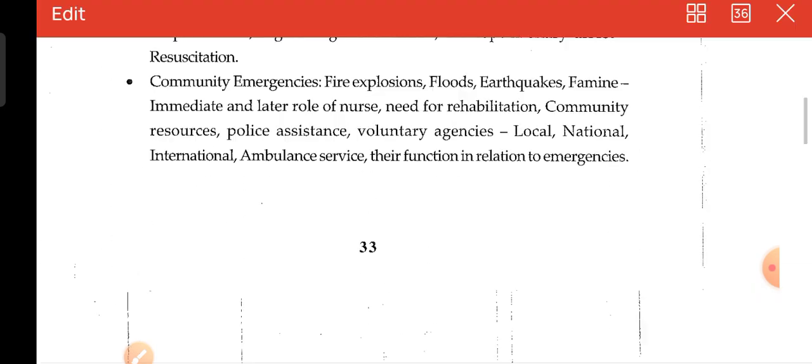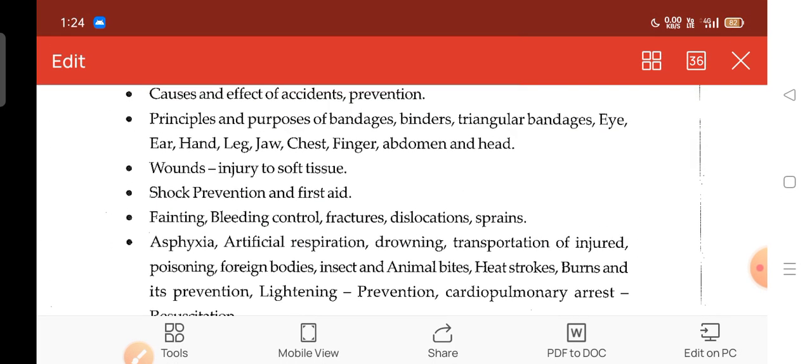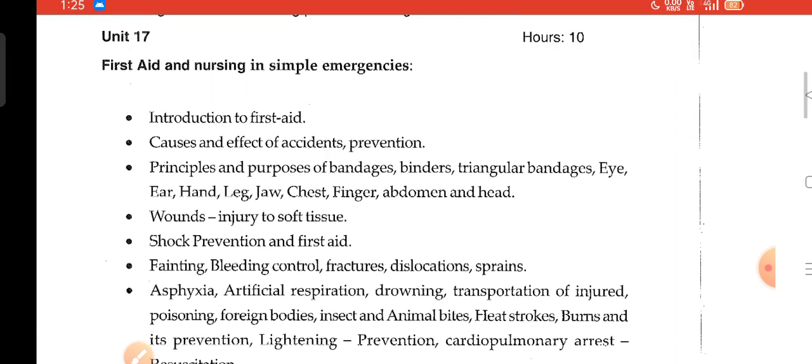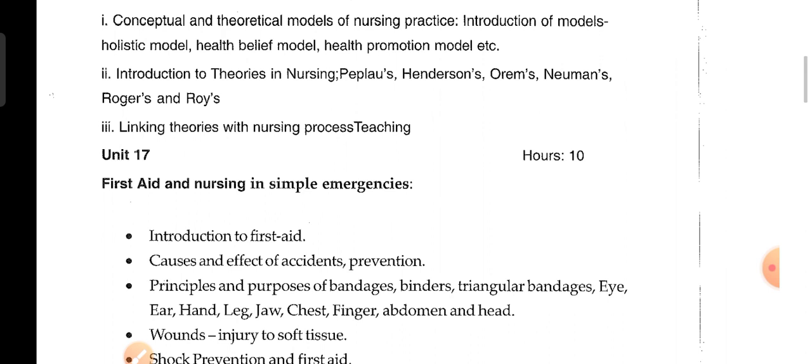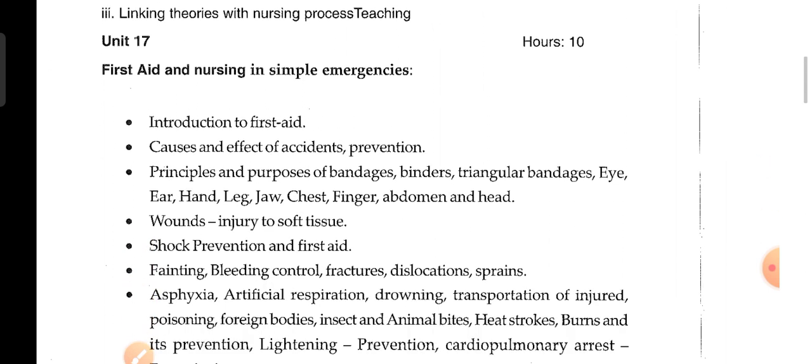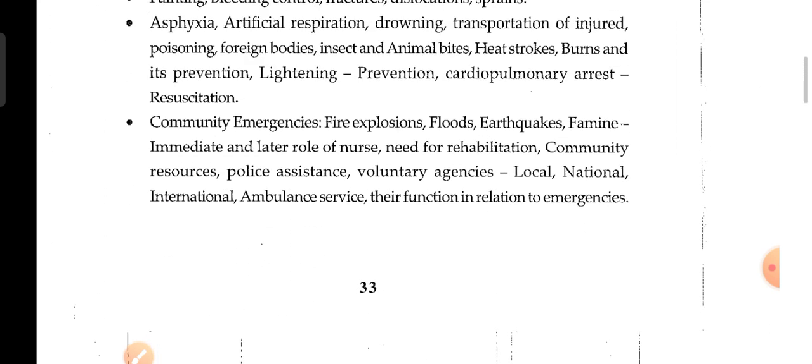So how many units are there in the first subject of nursing foundation for BSc nursing first year students? Overall 17 units will be there in nursing foundation theory. You got my point? Okay, sorry.